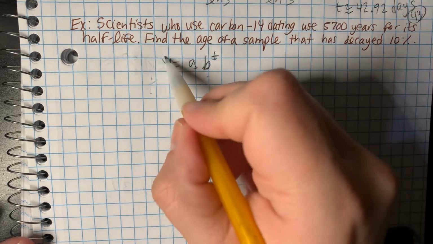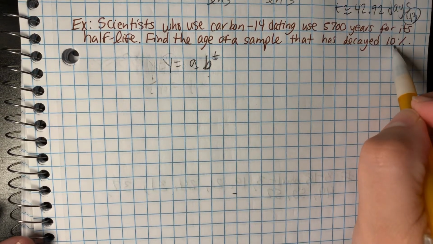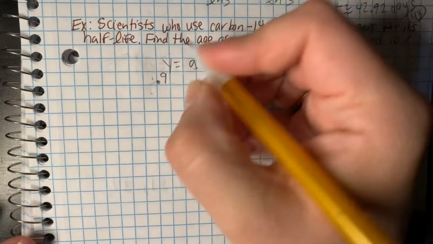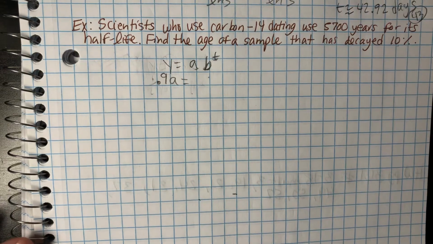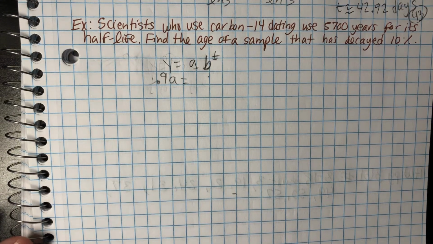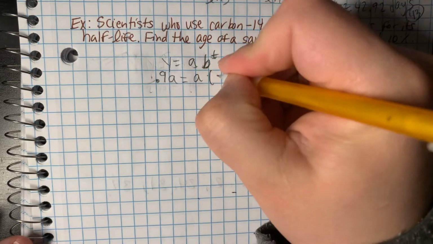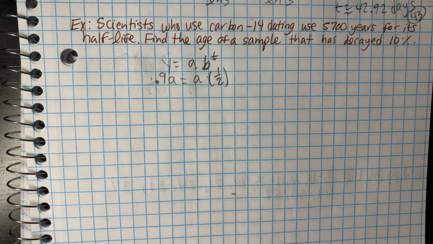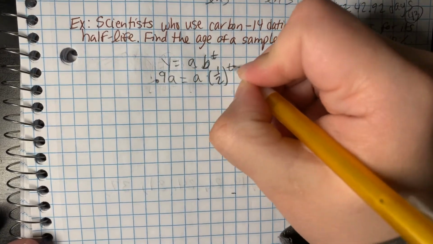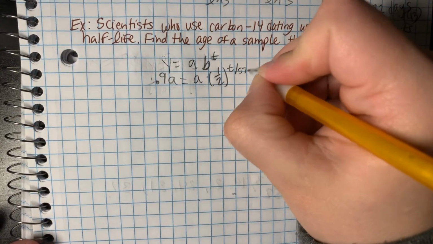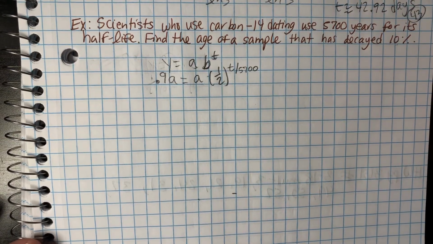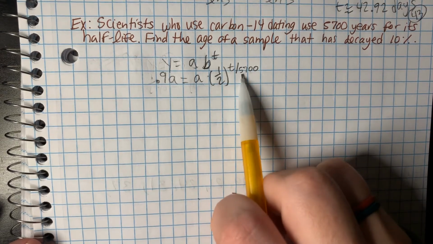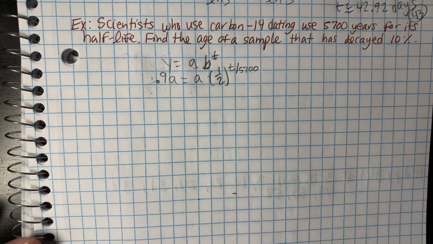We actually know that this amount right here needs to be 10% of the original. So we're actually going to do 0.9 of A equals A times 1/2, right? And our exponent is going to be t divided by 5,700 because we don't know how much time it's going to take to get to this amount. All we know is that it's going to be some form with doing that with that 5,700.